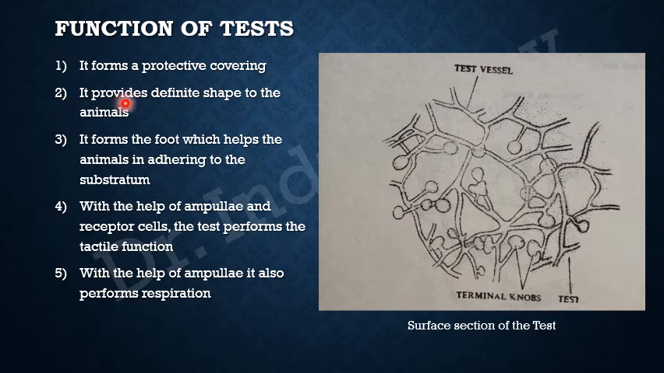Number 2 function, it provides definite shape to the animals. It is a covering, and it will not let the inside of the body outgrow itself. So in that way it is providing definite shape to the animals. Then third point, it forms the foot which helps the animal in adhering to the substratum.